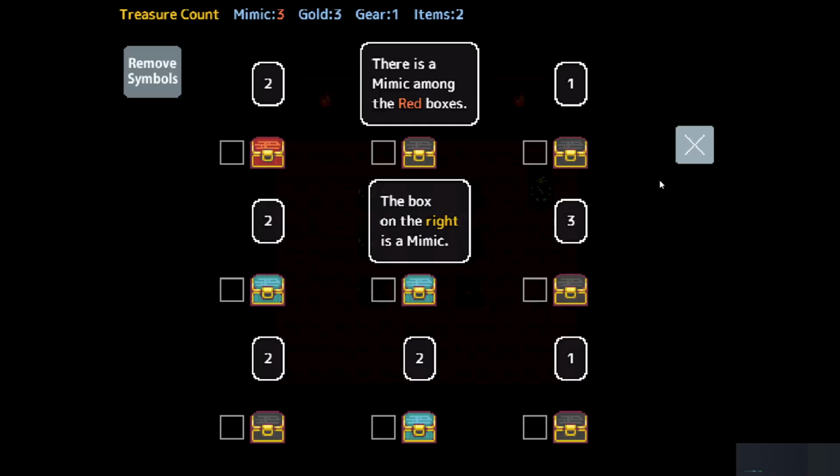60 attack feels nice. There's a mimic among the red boxes. It's just saying that that's a mimic. Box on the right is a mimic. Okay. That could be true as long as the red one is lying. Could very well be lying. So that one looks like it's telling the truth, and then if that is telling the truth, then one of those two is lying. If this one could be telling the truth.